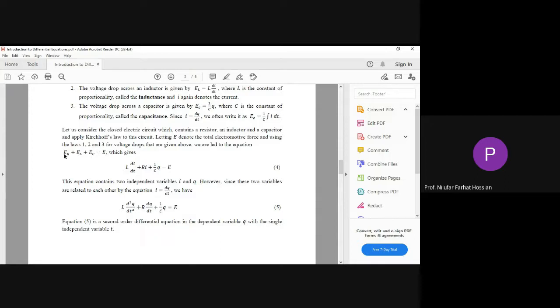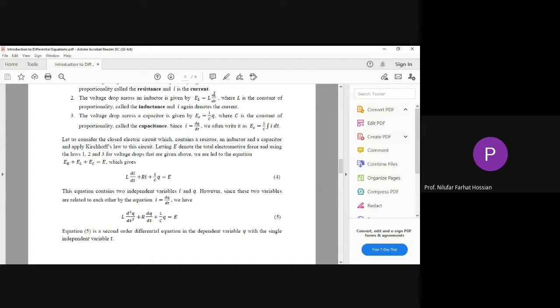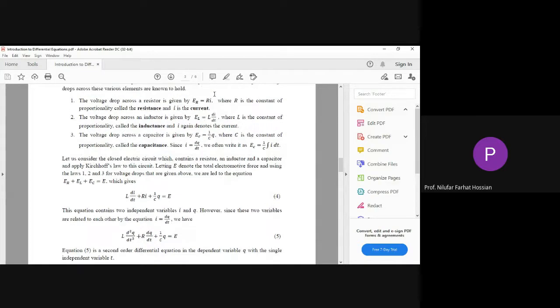So just put down the values of ER, EL, and EC. EL is L into di by dt, so this term is written first. EL equals L into di by dt, and ER equals R into I, and EC equals 1 over C into Q, and the sum equals E.